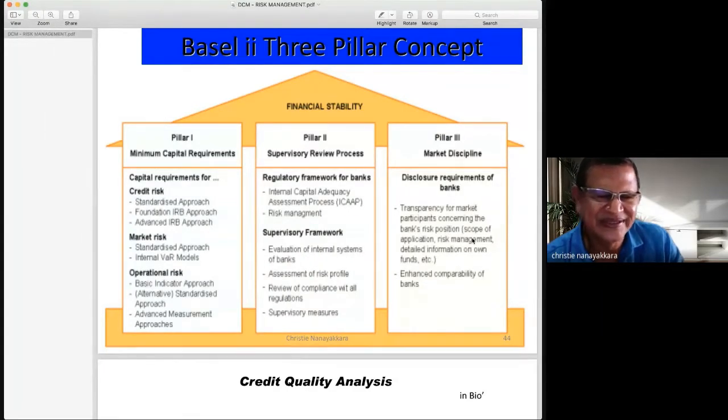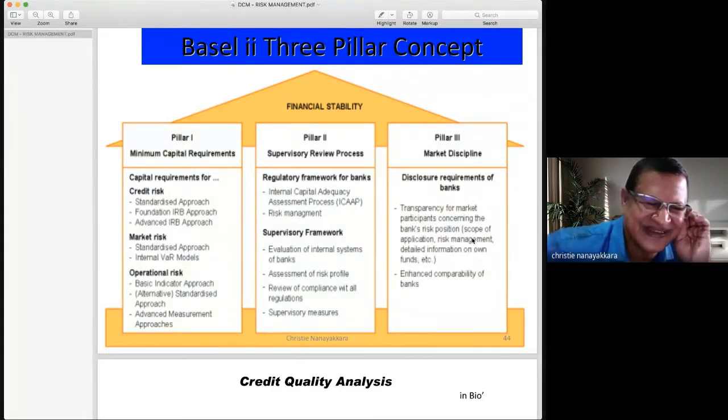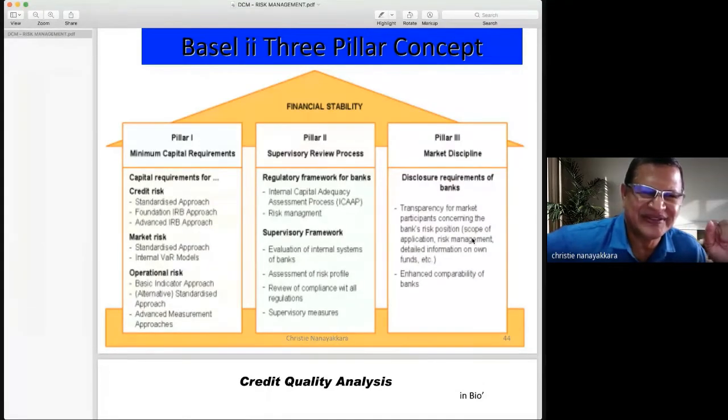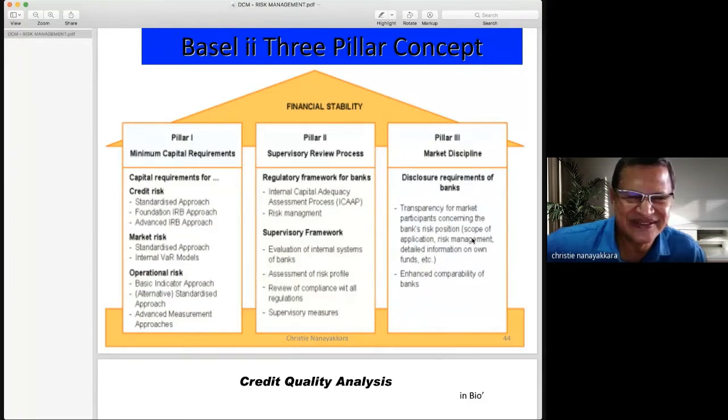There are certain standards which I don't want to go into much detail because it's not in our syllabus, but to help you understand what equity capital is: say minimum capital requirement. We do a risk weight of all the loans, of all assets of the bank, and we see compared to your capital what the percentage is.